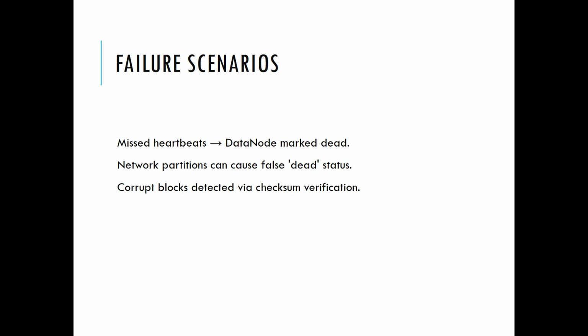Another scenario is corrupt blocks, which are detected via checksum verification. When a DataNode reads a block and finds a checksum mismatch, it reports the block as corrupt to the NameNode, which then schedules replication from a healthy replica.